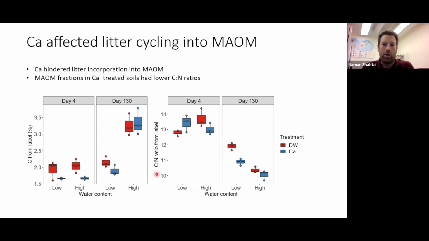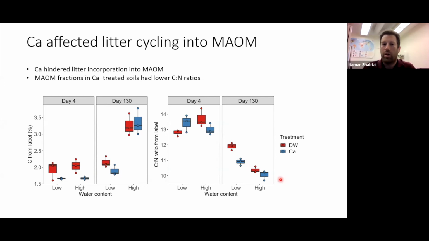And then looking at the C to N ratio of the label on the silt and clay fraction. At the beginning of the experiment, there were not a lot of differences, or mixed differences, across the water content treatments. But then at the end of the incubation, after a lot of this processing has already occurred, we can see that the C to N ratio of the soils treated with calcium was significantly lower than in the soils not treated with calcium.